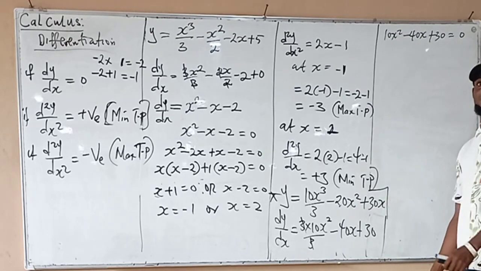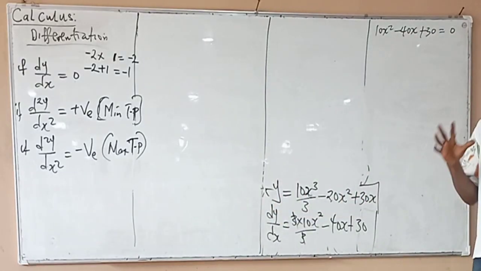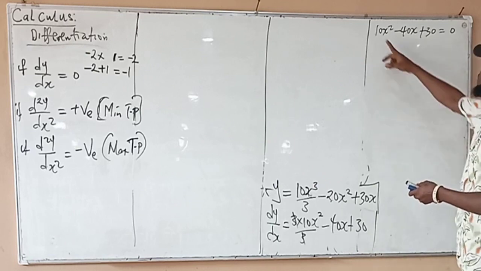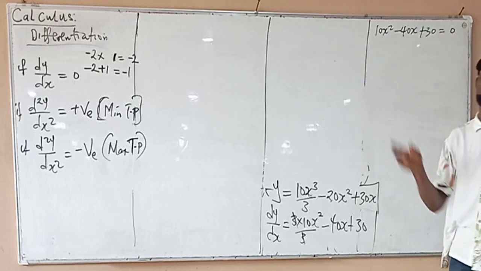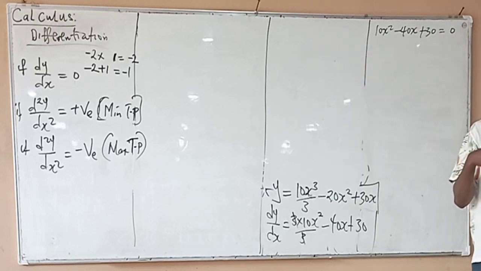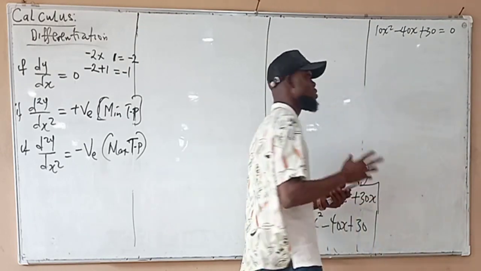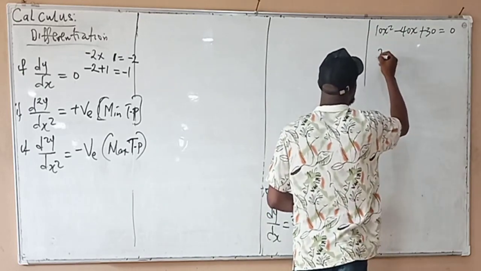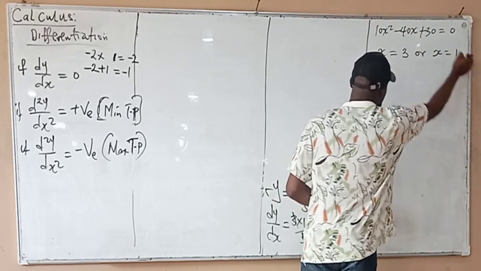To solve this, you can use your calculator, the factorization method, or the formula method. In a short exam condition, I advise you to use your Casio calculator to run it. If you do this, you're going to have x equal to either 3 or x equal to 1.